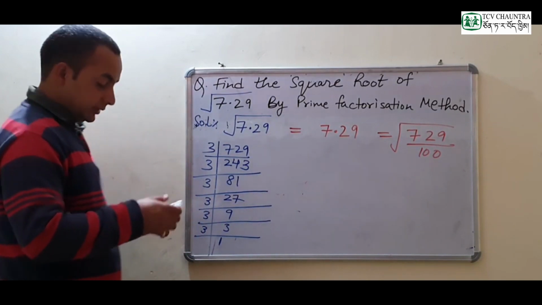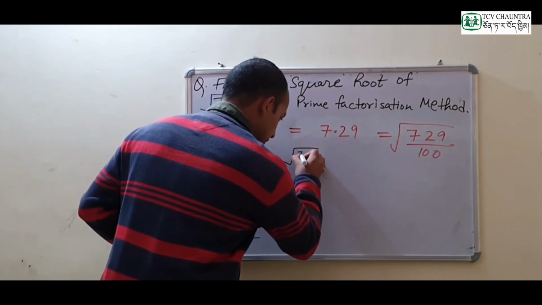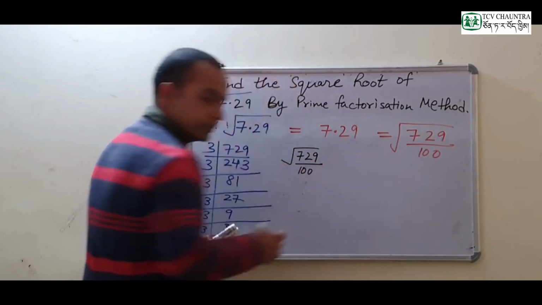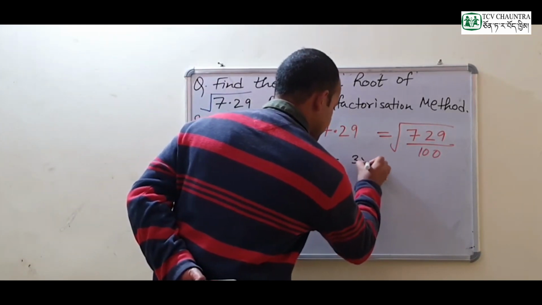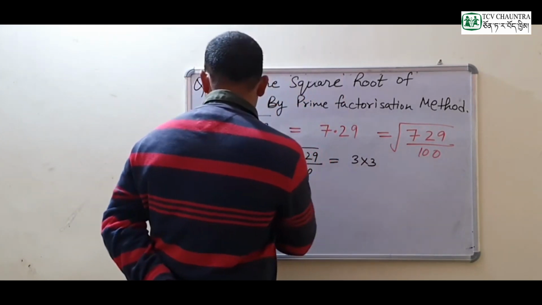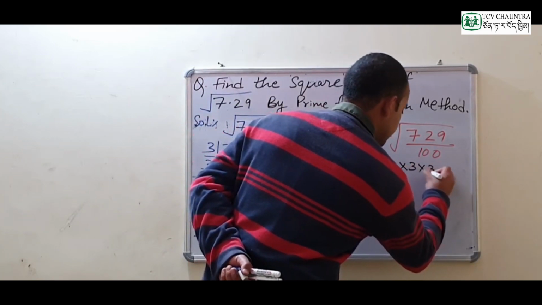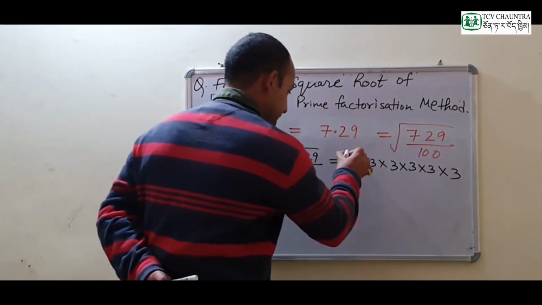Okay, now the prime factors of 729 upon 100: 3 multiplied by 3 multiplied by 3 multiplied by 3 multiplied by 3 multiplied by 3. This is the prime factor answer.